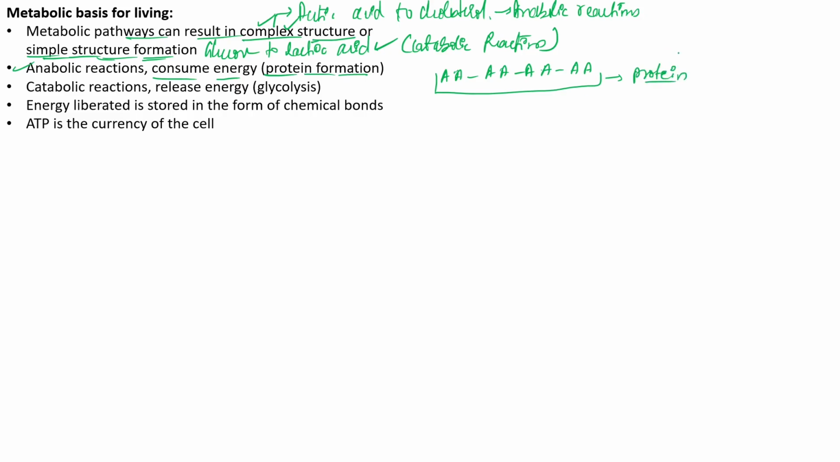So formation of protein is ultimately done by which organelle? My question is, which of the organelle is involved in the formation of protein? If I'm not wrong, your answer should be ribosomes, right? Yes, it is the ribosome that ultimately produces or synthesizes the protein. So the ribosome actually consumes ATP. Remember this.